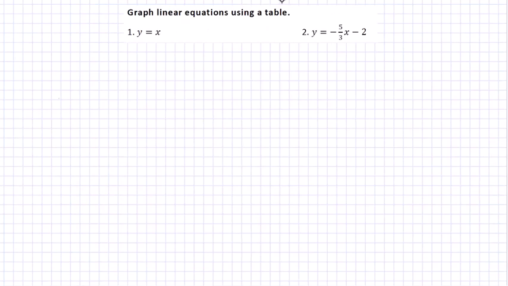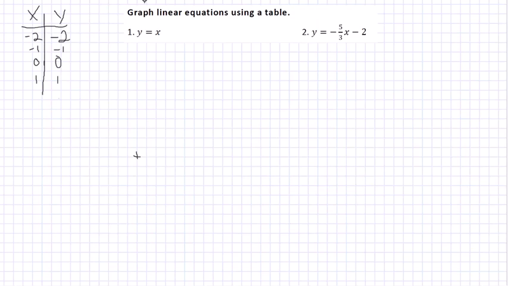All right, so right here I have y equals x. So I'm going to go ahead and put a little cross here to represent my origin. And I'm going to build a table using x and y. So this says y equals x. So whatever x is, y is. So if x is -2, then y is -2. If x is -1, then y is -1. If x is 0, y is 0, x is 1, y is 1, and so forth.